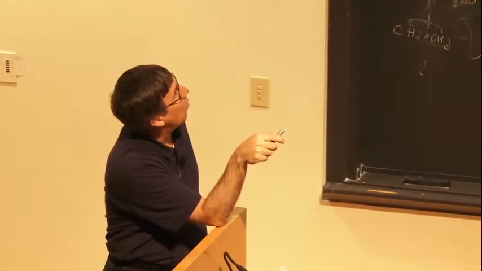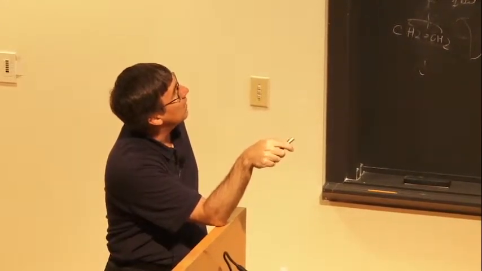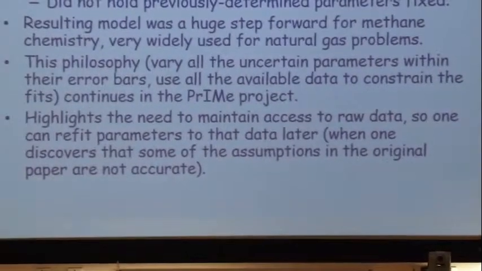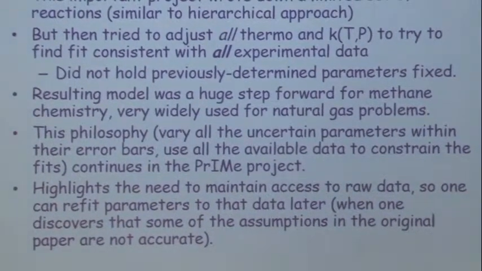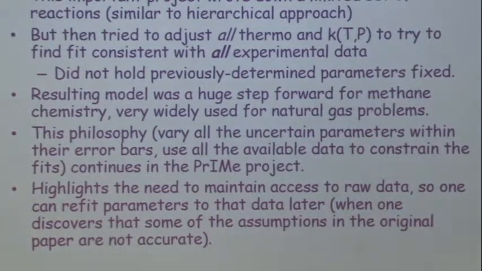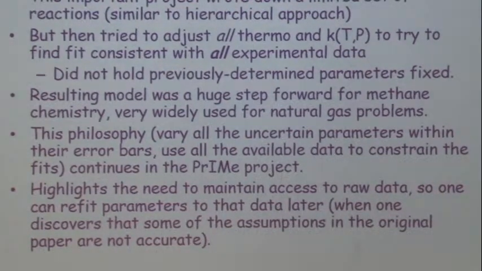And this whole project, when they worked on it, highlighted the need to try to maintain access to the raw data because they constantly had to refit everything because they were refitting, for example, hydrogen plus oxygen when they were working on methane within its error bars. And they wanted to go back to the original hydrogen oxygen data and make sure that they had everything consistent. And this is very helpful because they discovered actually that many of the assumptions in the original methane work were completely wrong.